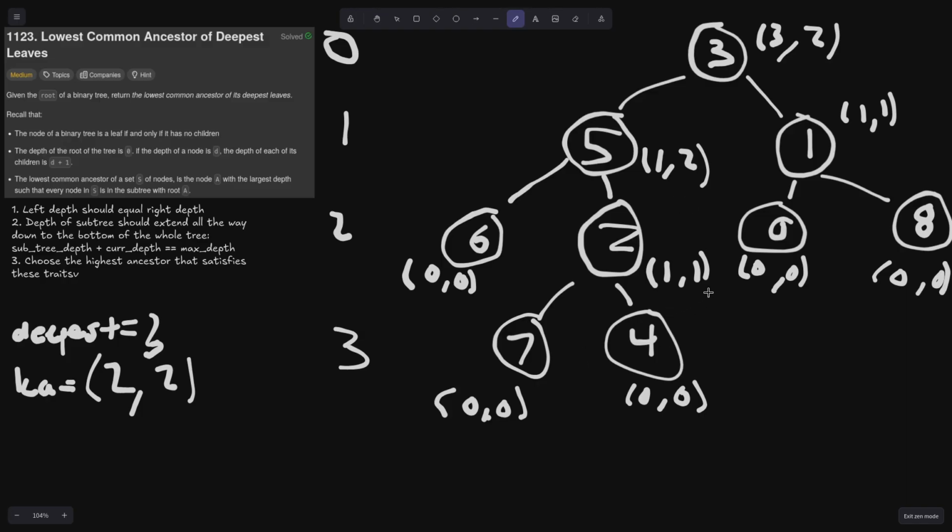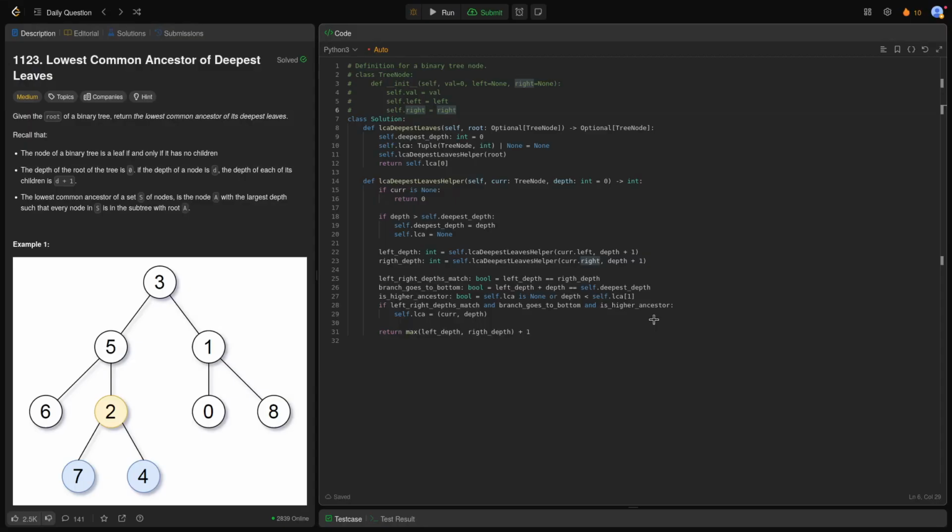The reason that we have to choose the highest ancestor that satisfies these traits is because we want the common ancestor. That was a little bit of a poor explanation, but let's just hop into the code. It's easier when you see code, in my opinion.